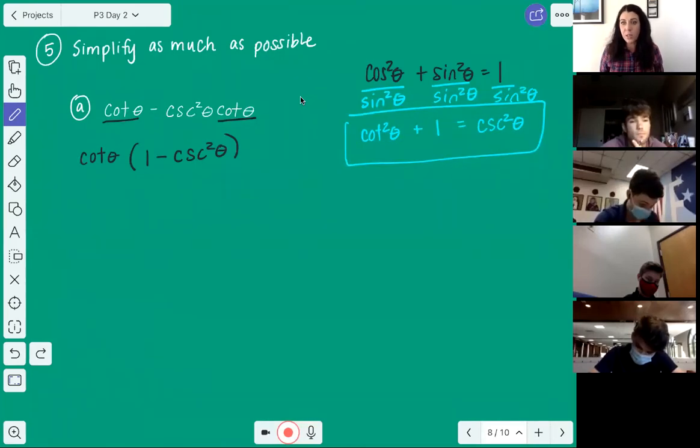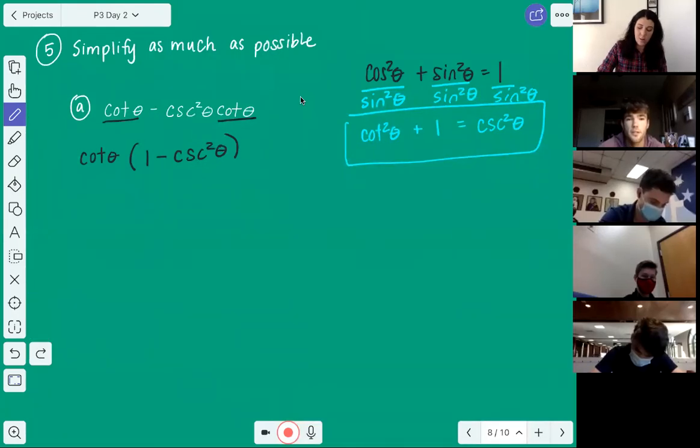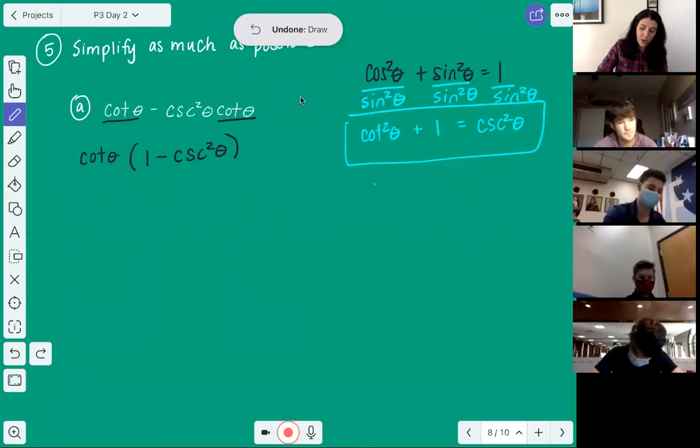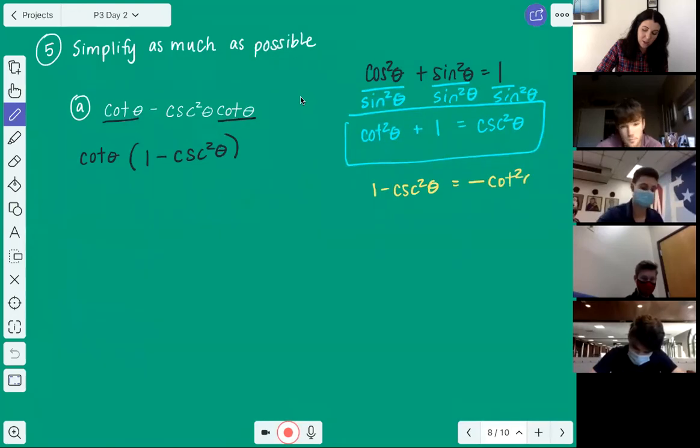You're going to still remember cosine squared plus sine squared equals 1. Okay, Dane, how do I get a 1 minus cosecant squared? So I just subtracted cosecant on both sides, and then I subtracted cotangent on both sides. Exactly. So you're going to subtract this guy over, but then you're going to also have to subtract the cotangent squared over. So you get 1 minus cosecant squared theta equals minus cotangent squared theta.